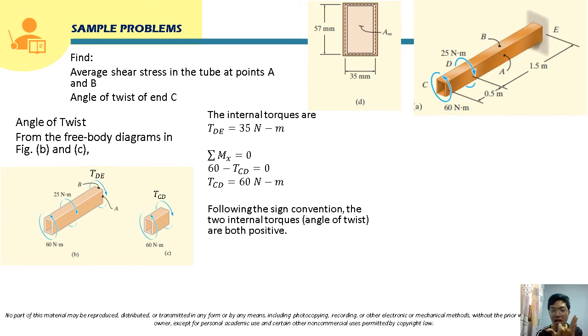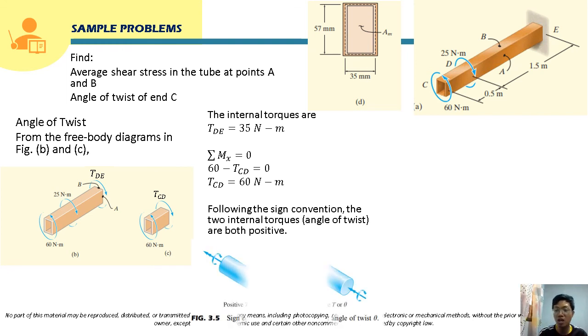Okay, so meaning to say class, the angle of twist for the torque CD, or the internal torque itself, is positive. Same here, class, for the torque at length DE. This is also clockwise, right? Clockwise, and then the cross section is here, so with clockwise, our thumb, which represents the torque, is pointing away from the cross section. So this is also positive. Both of these internal torques are positive when we sum up the angle of twist.